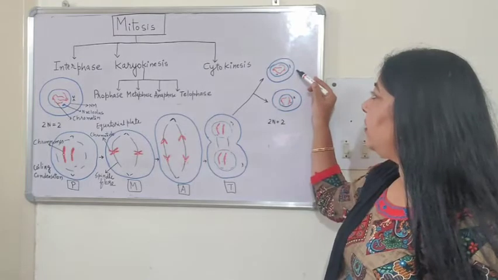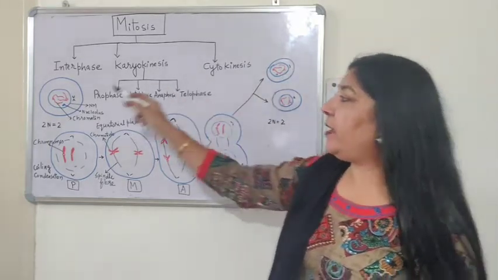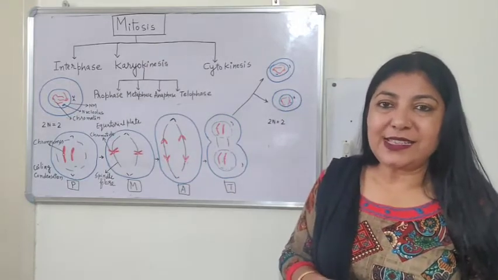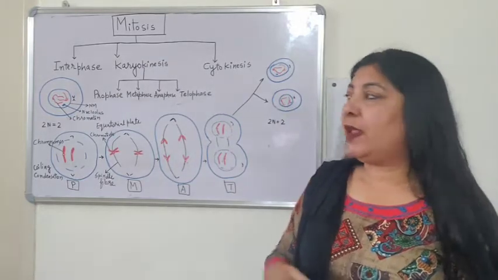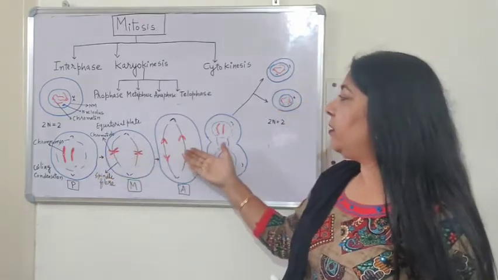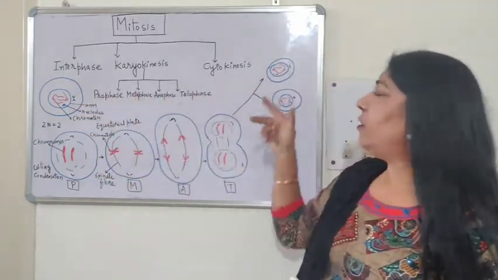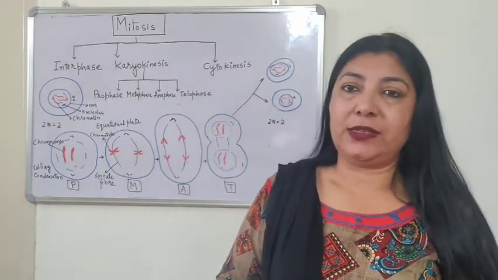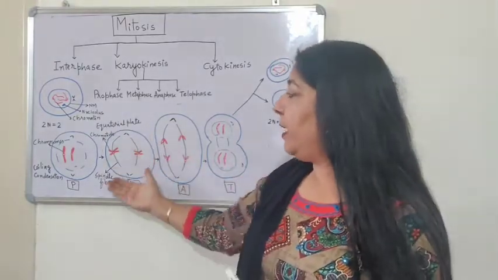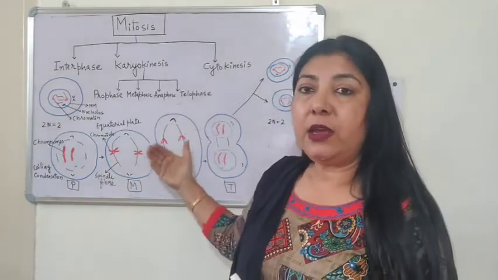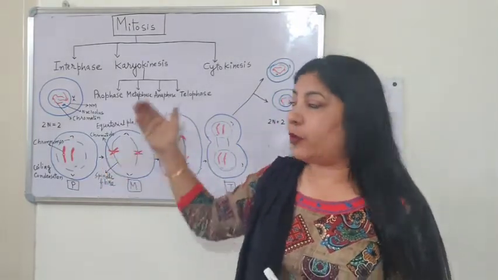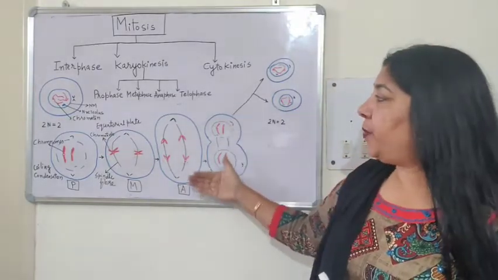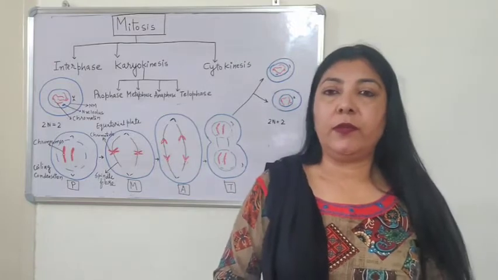And you can see these daughter cells which are produced are exactly like their parent cell. That's why it is called equational division. And you can see after this division, every division results into 2 daughter cells. So this was the process of mitosis. It is very important. Please go through the different stages. You must know what all processes happen at different stages. And please practice the diagrams also.